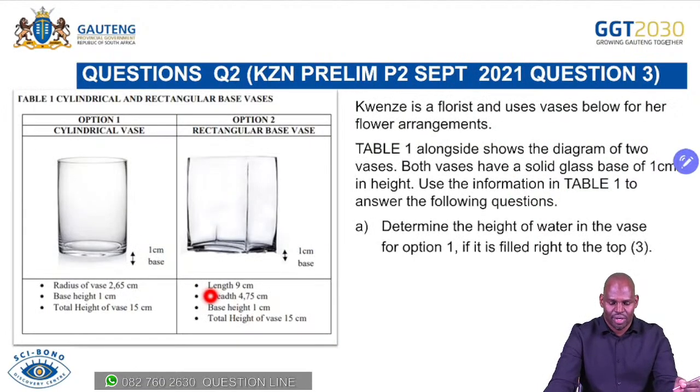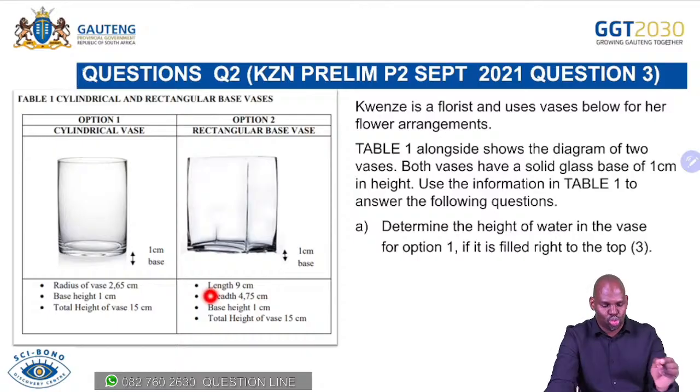Right, and then the next question, question 2. This was taken from KZN Prelim Paper 2, September 2021, and that was question 3. Boys and girls, remember this is in case you want to refer, and remember that this question was taken from the prelim question paper of 2021 KZN, and it was question 2.